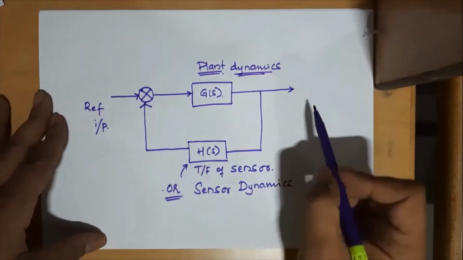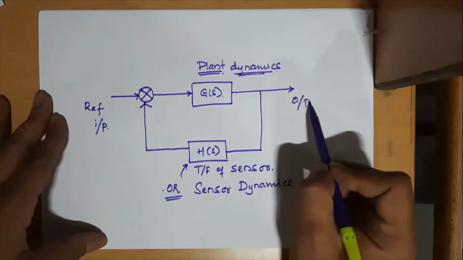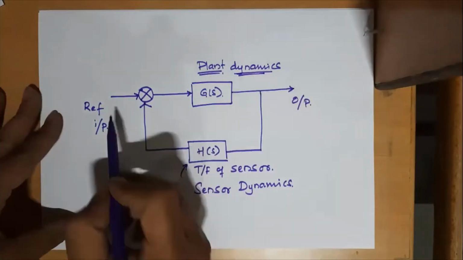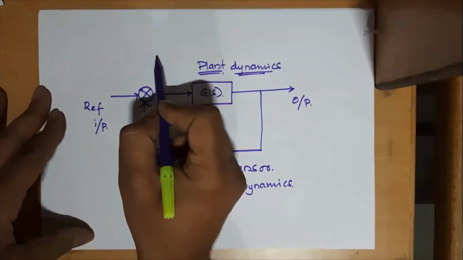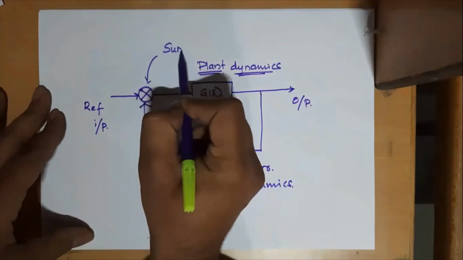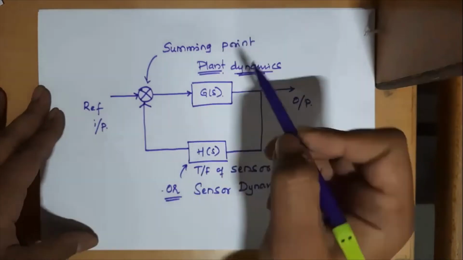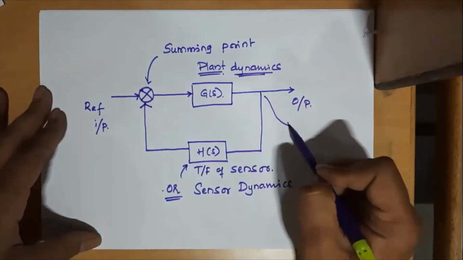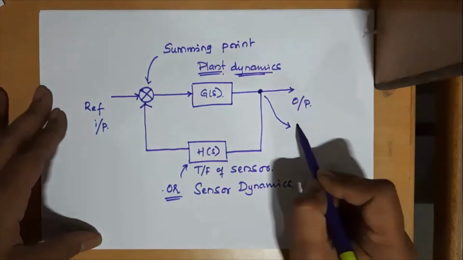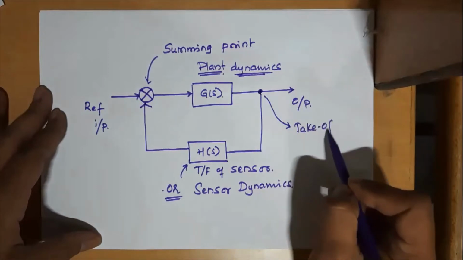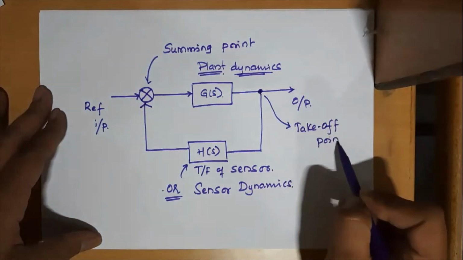Okay, plant dynamics. And this is output. So now I will start with the first element, which is called the summing point. Summing point. And this particular point from where we have taken the feedback is called the takeoff point. Okay, takeoff point.